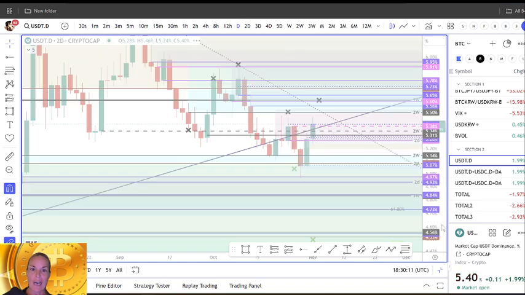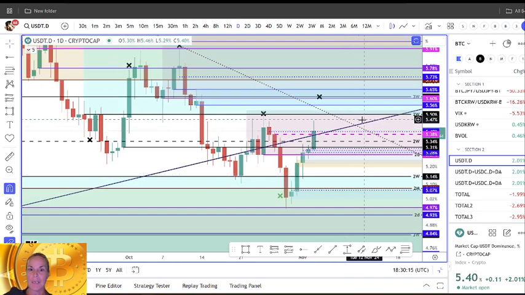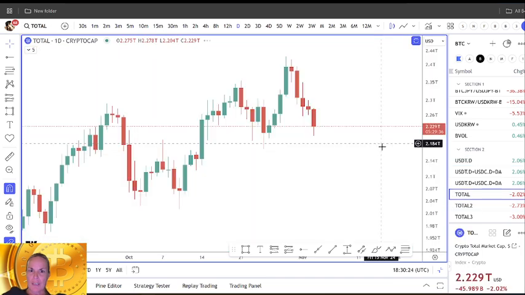So I think just be really careful if you're buying, if you're going long on anything, and be aware of the supplies. I'll quickly run through the majors at the end of this so we can see. But yeah, let's have a quick look at the total charts.